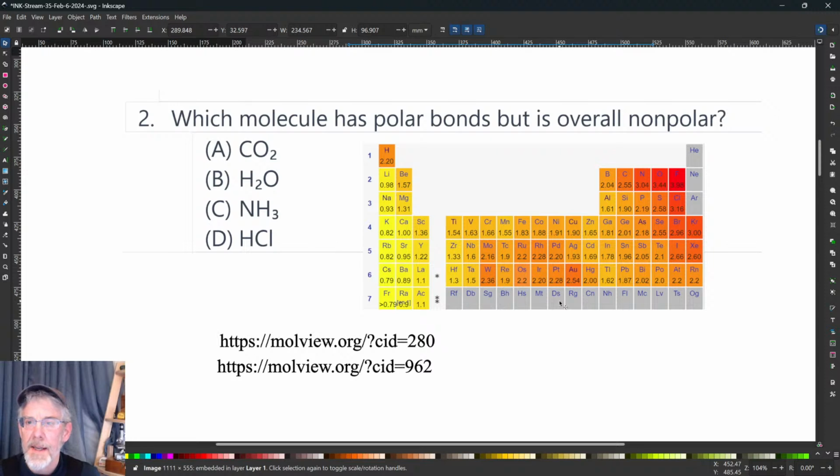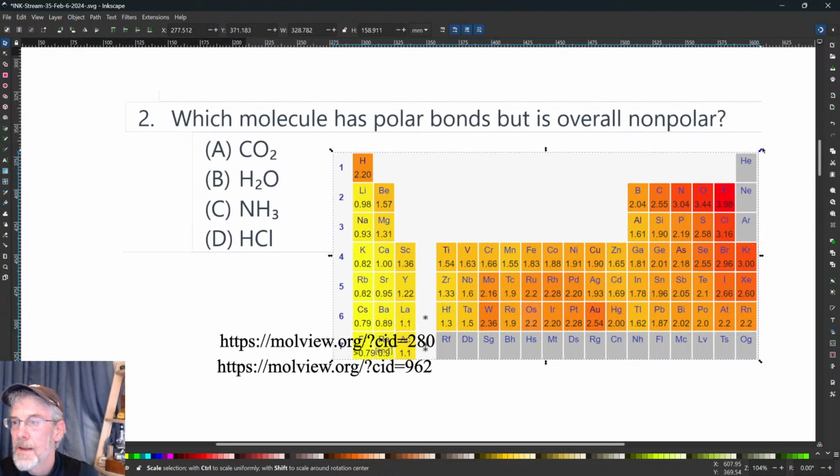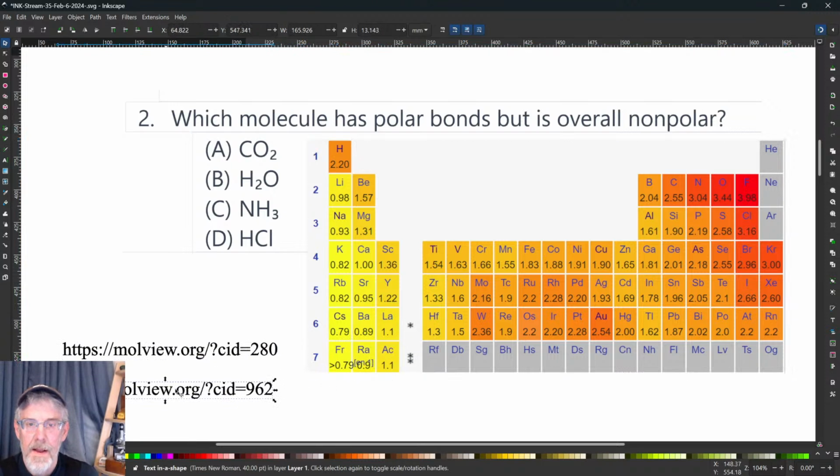Which molecule has polar bonds but is not a polar molecule? Take a moment and look at that. And I do have the electronegativity values here to help you look at that. So they all have some polar bonds to them. So what you're looking for is a big difference in electronegativity.